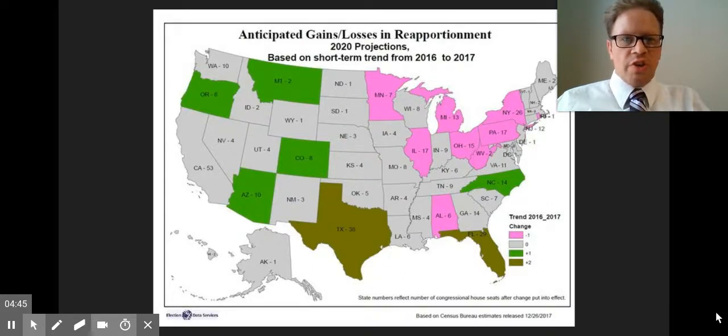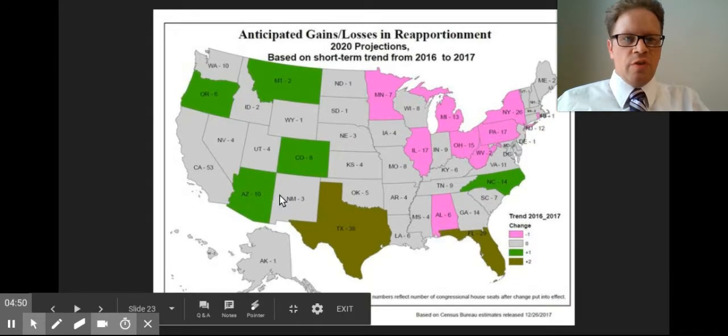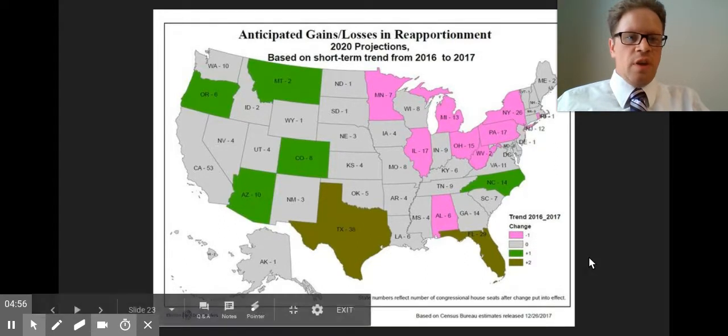Based on the current projections, that means some states are actually going to gain representatives, so these shades of green are going to gain, and these purple shades are actually going to lose representatives. If they are in the gray, it means they are staying the same, or at least are expected to stay the same.